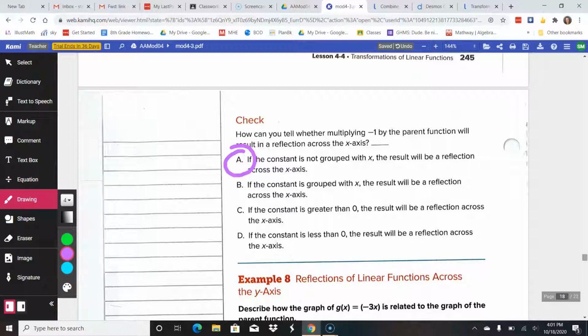Okay, so as long as the constant's not stuck to it, so if it's plus that value, plus 5, if I have f of x plus 5, all right. If the constant is grouped with the x, there'll be a reflection. Well, don't forget, if it's grouped with it, it can't be a reflection across the x-axis. If the constant is greater than 0, it can't be a reflection. It's just moving up and down. It's a vertical movement, right?